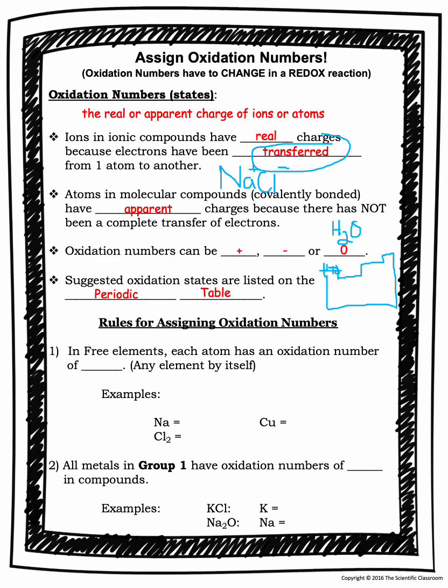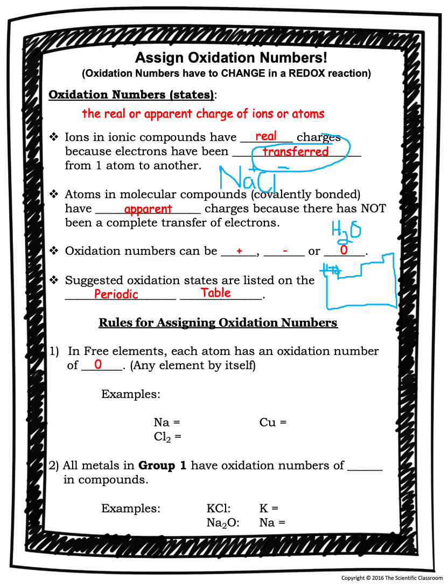Okay, now, for figuring out oxidation numbers, we know the numbers for groups 1, 2, and then skip the middle, we know those. But we have some elements that don't follow those rules. So here are the rules for assigning those oxidation numbers, those charges, to different ions. In free elements, each atom has an oxidation number of 0, or neutral. And by free element, I mean any element by itself.